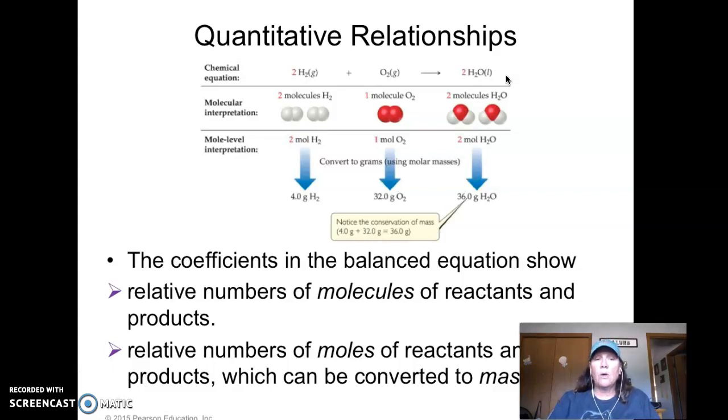So if you look here, it talks about the coefficients. Those are the numbers. Those actually represent the moles of the reactant and the product. So it's really important whenever you do these. If you don't have a balanced equation, you cannot do stoichiometry problems. And again, stoichiometry problems look at the relationship between what you start with and what you end with.